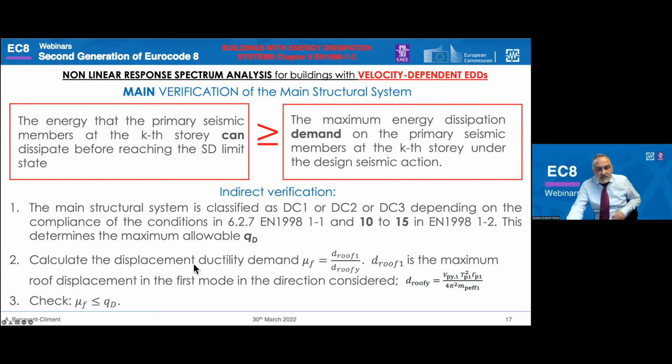Second step is to calculate the displacement ductility demand, that is called here μF, that is defined as the maximum roof displacement in the first mode divided by the roof displacement at yielding. And the roof displacement at yielding is obtained with this simple formula that can be obtained from simple considerations and is explained in the background document of this part of the Eurocode. And finally, the third step is to check that the ductility demand μF is smaller or equal than QD.